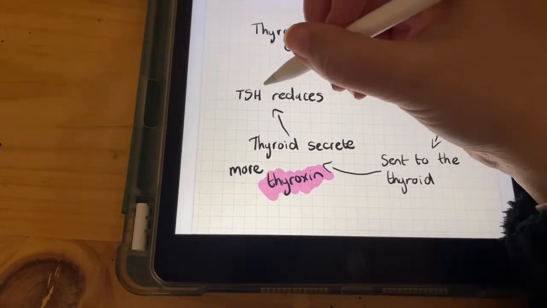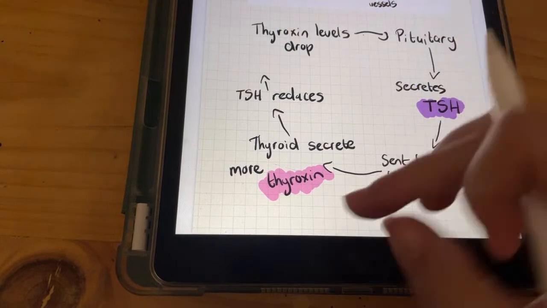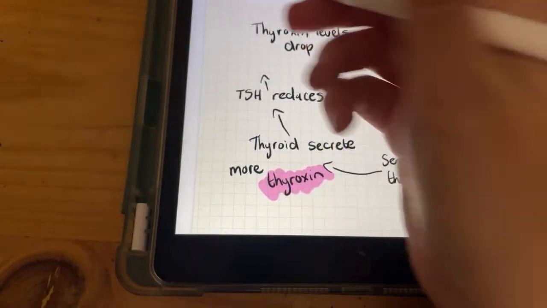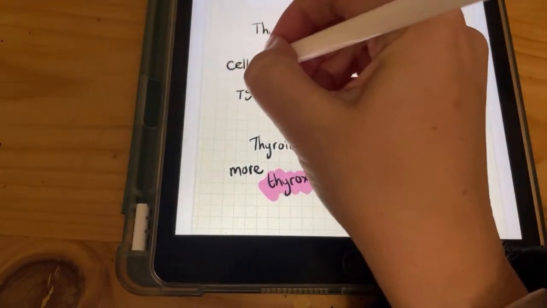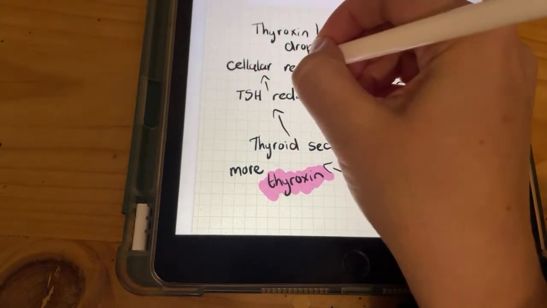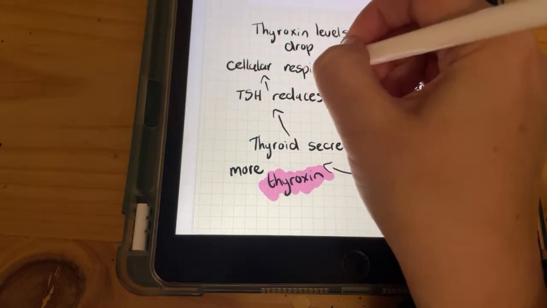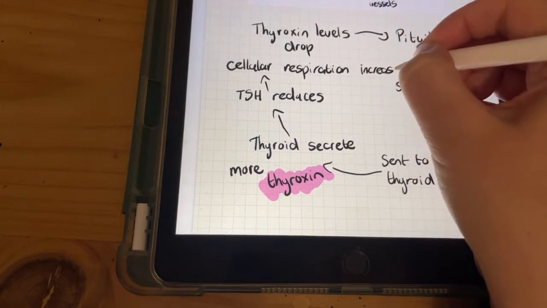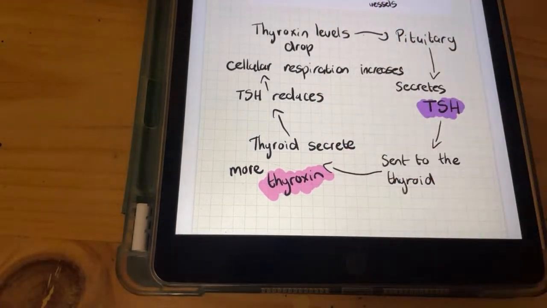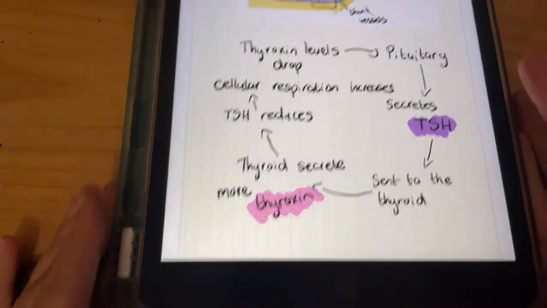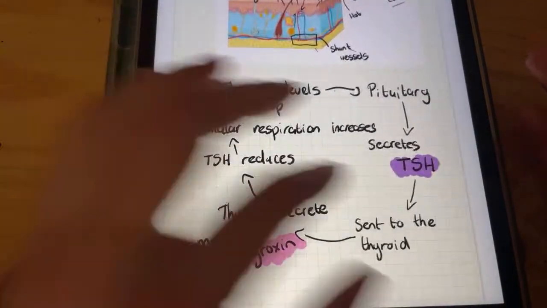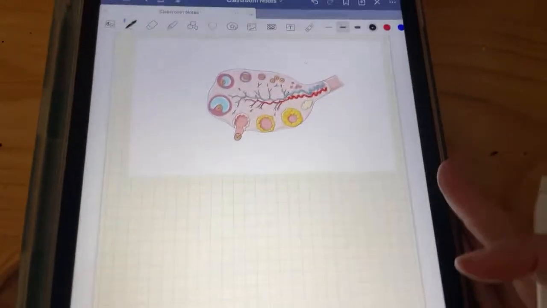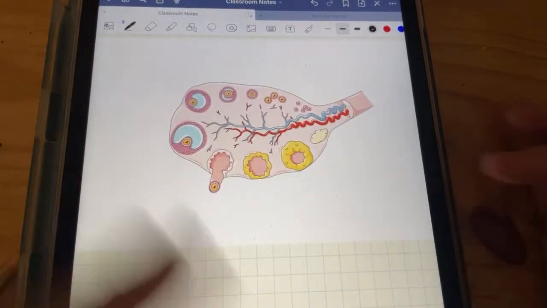And last but not least, when the thyroid levels go up now, cellular respiration increases. Why? Because thyroxine is linked to your metabolism, and it is responsible for maintaining your metabolism. Okay. All right. I promised that we were going to have enough time to get to the female menstrual cycle and what's going on there.